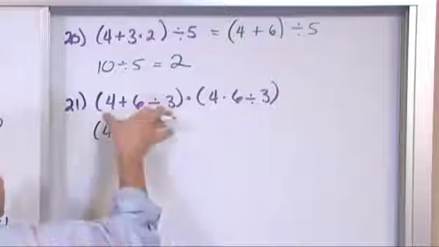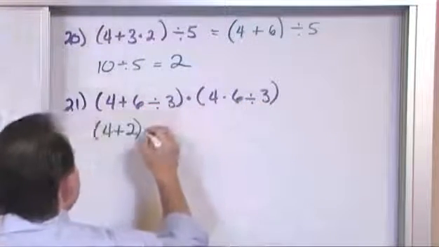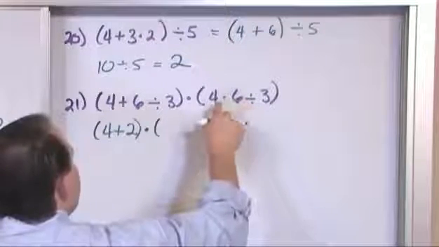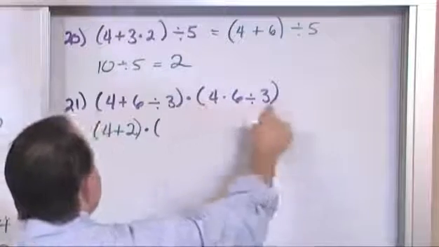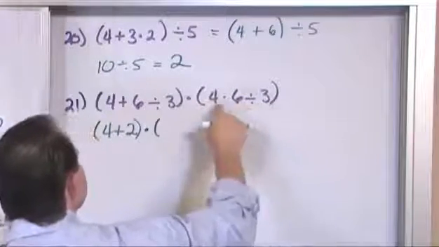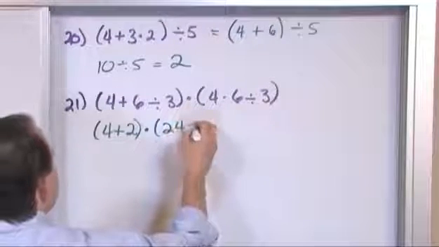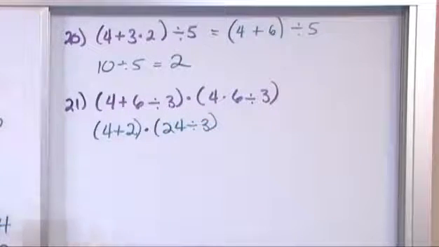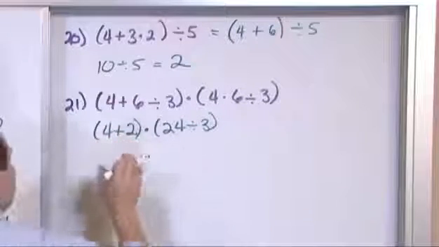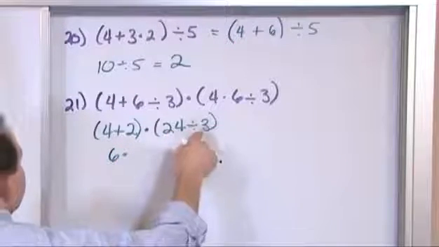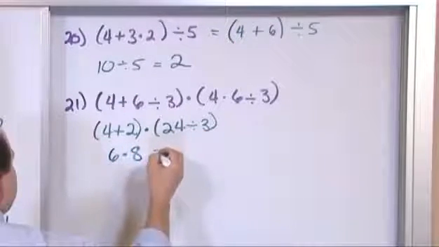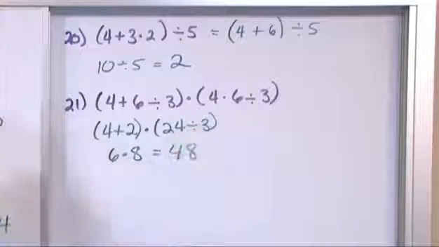Now, I can simultaneously work on this parentheses and this parentheses, so let me go ahead and work on this one a little bit. I have multiplication and division. Now, multiplication and division, when they're on the same level like this, can be done left to right. So 6 times 4 is 24, but I still have to divide that by 3 in the next step. Now, I still have two sets of parentheses, so I still need to work on the inside of each one. 4 plus 2 is 6 times 24 divided by 3 is 8. And 8 times 6 is 48. So that's the answer. You're going to get 48.